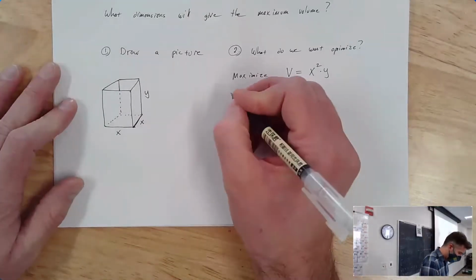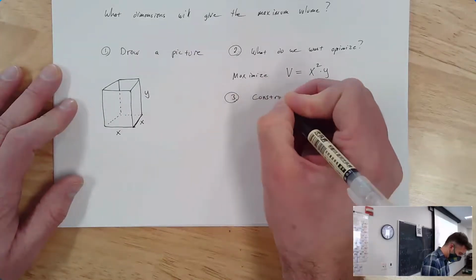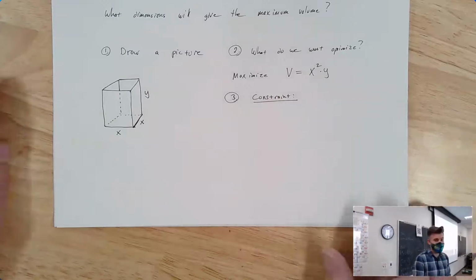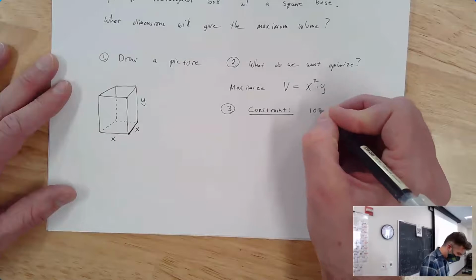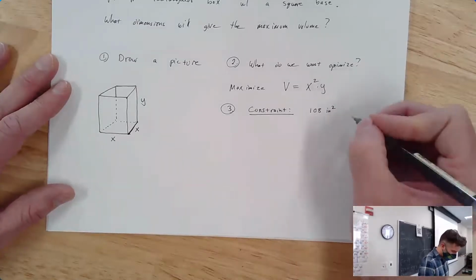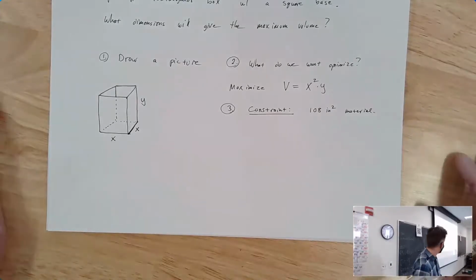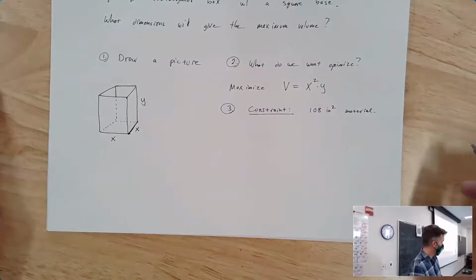The other thing we have, though, is the constraint. The constraint is how much material we have to work with in this particular example. So we have 108 square inches of material. So we want to set the surface area equal to 108 square inches.